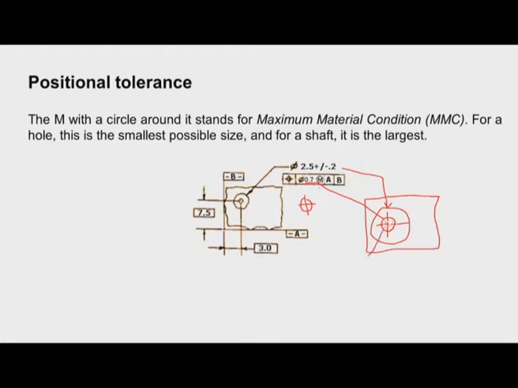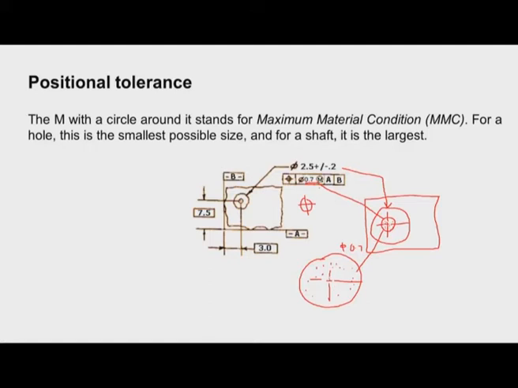If we enlarge this portion, say this is the required center, the desired center is this one, which is specified by 7.5 units and 3 units with reference to A and B. Now the positional tolerance is given as 0.7 units. That means the drill can go here, or the center can move anywhere within this particular circle.